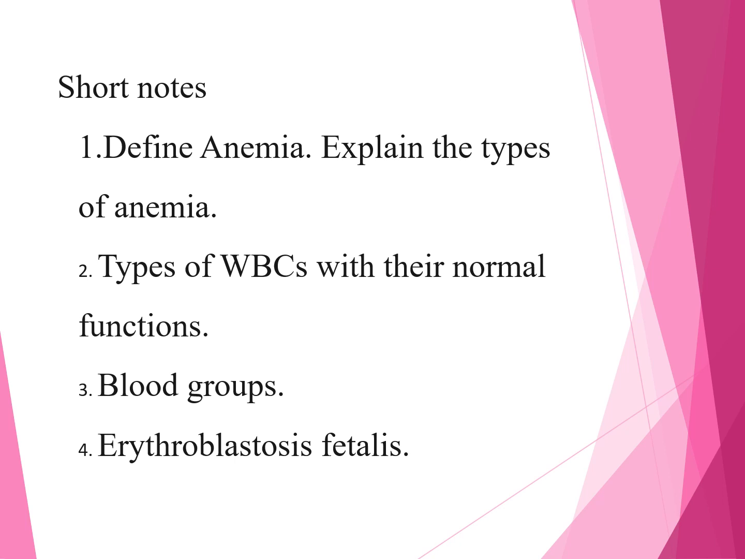Next question: types of WBCs with their normal function. What are WBCs? White blood cells. These are classified into granulocytes and agranulocytes. The granulocytes are eosinophil, neutrophil, and basophil. And agranulocytes are lymphocytes and monocytes. Draw the diagram according to the cell, and explain in detail.